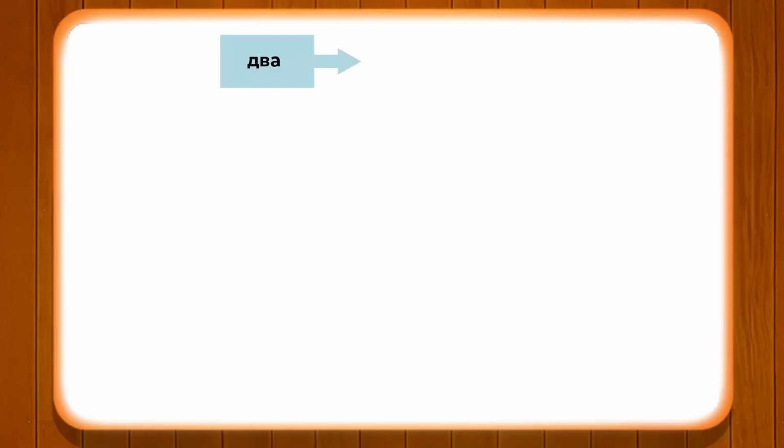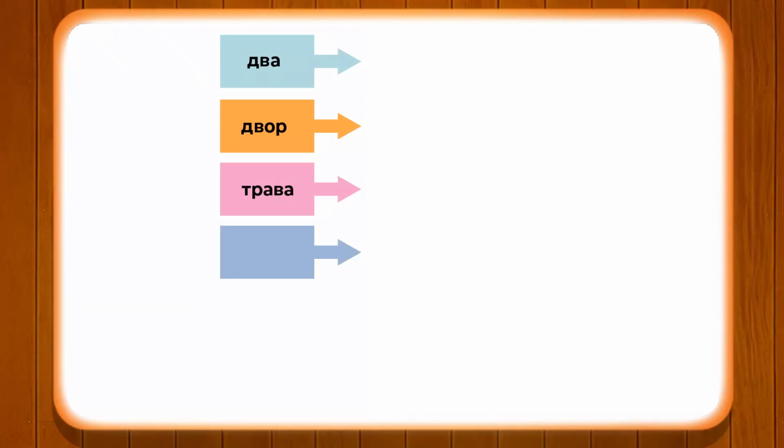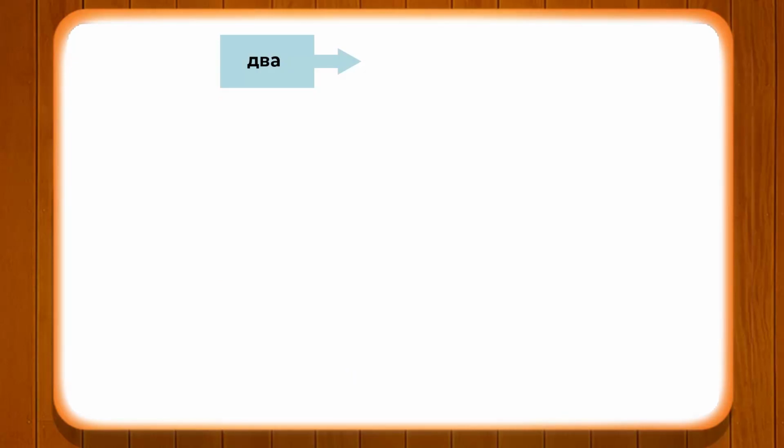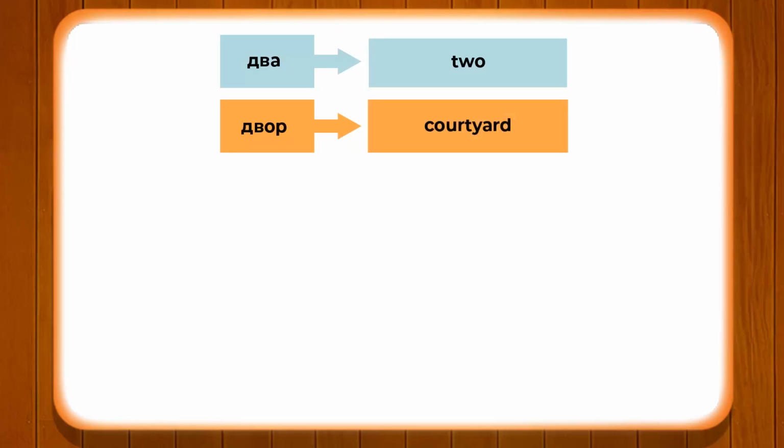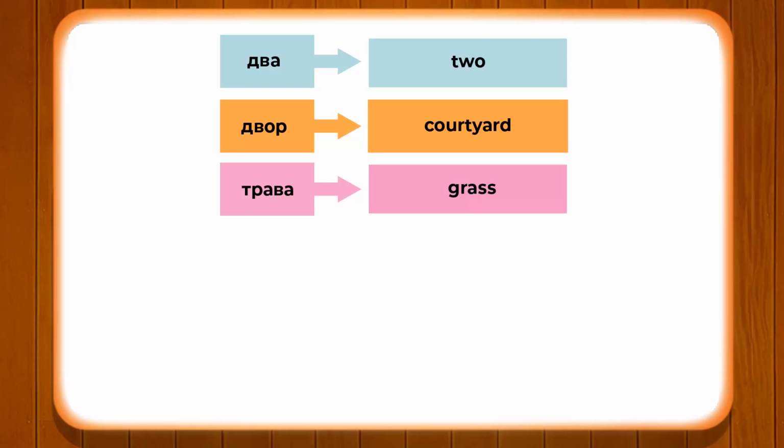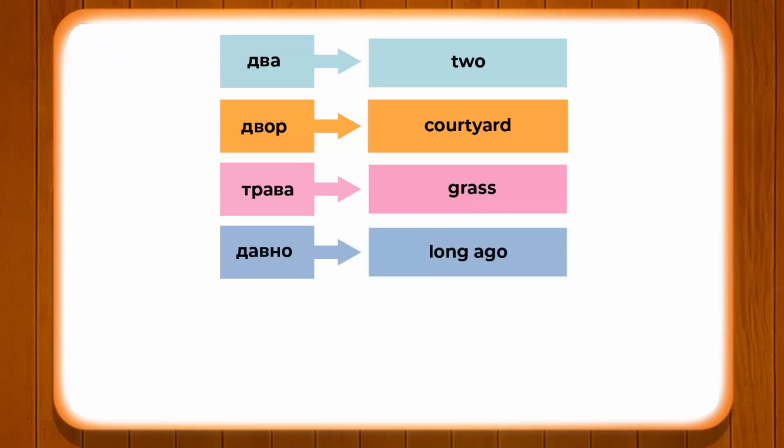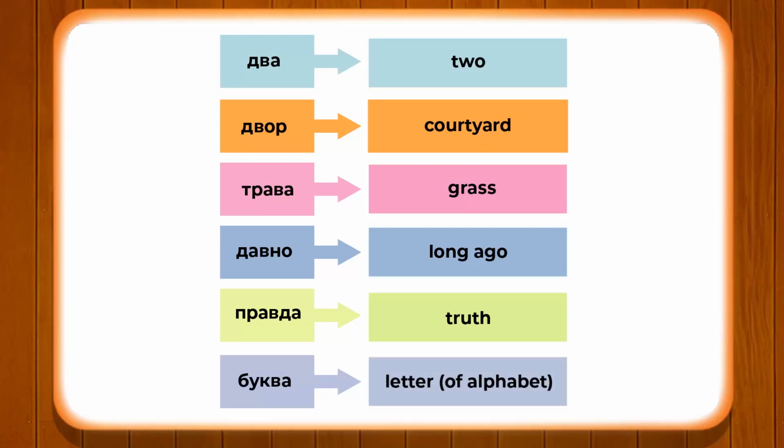Here we have certain other words with us like dva, dvor, trava, davno, pravda and bukva. Let's understand their meaning in English. Dva means two, dvor means courtyard, trava means grass, davno means long ago, pravda means truth and bukva means letter of an alphabet. Okay. Alright, now let's go ahead.